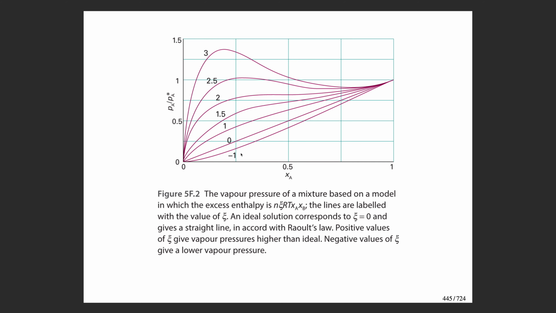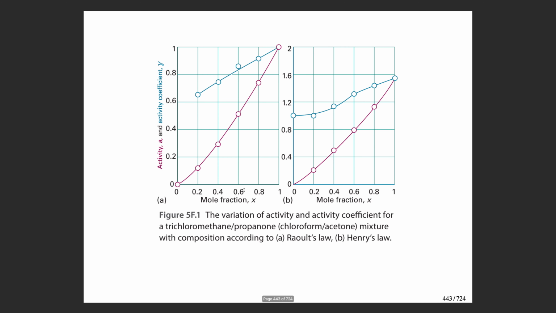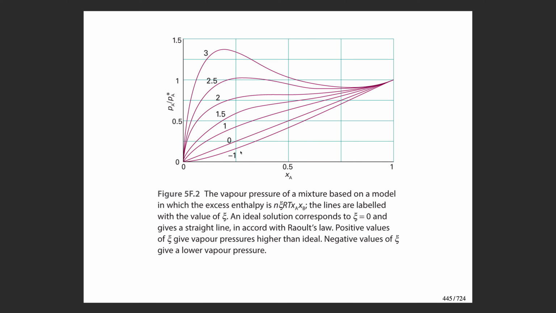Conversely, if you have a negative deviation from Raoult's law, and there's just one example given here on this curve, that indicates a lower tendency for that component to vaporize compared to the ideal solution, which means the interactions between A and B are more favorable. Now, in both cases, the interactions between the solute and the solvent are attractive, otherwise the solution wouldn't form. It's just relative to the pure components that we're comparing here. So for the positive deviations, the interactions are less favorable. For the negative deviations from Raoult's law, the interactions are more favorable.